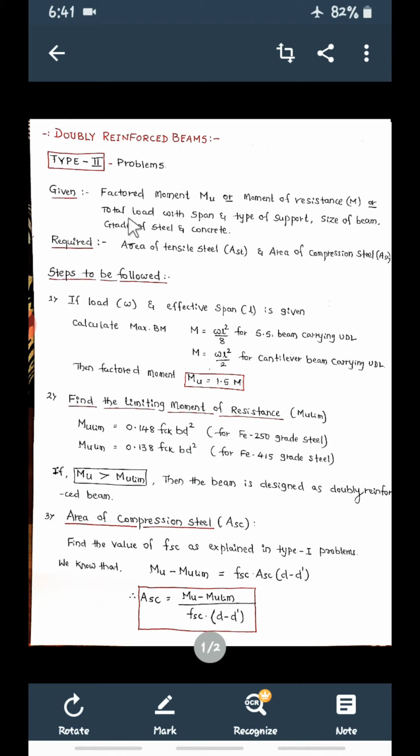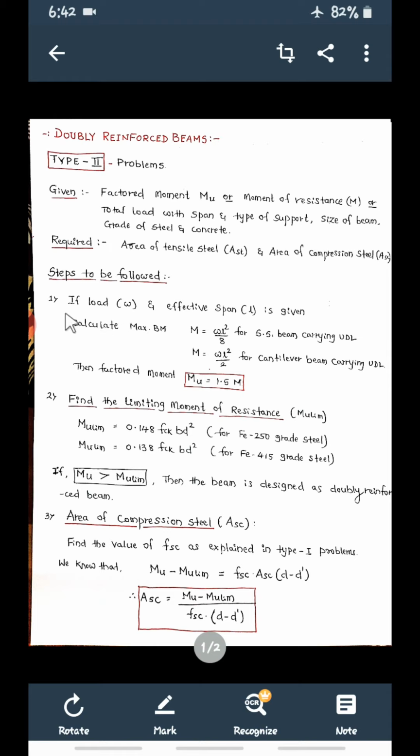In the first type 1 problem we calculated the moment of resistance, but in the second type of problem, Mu or M will be given, and then we need to calculate Ast and Asc. So this is the type 2 problem. Then what are the steps to be followed in these type 2 problems?